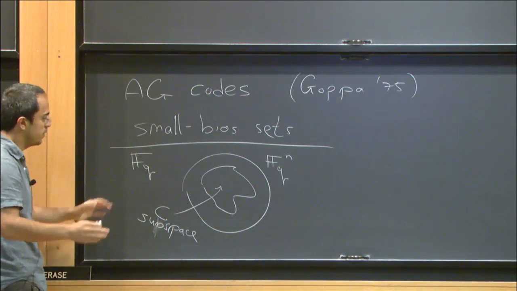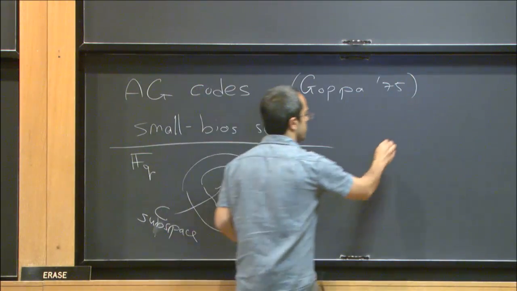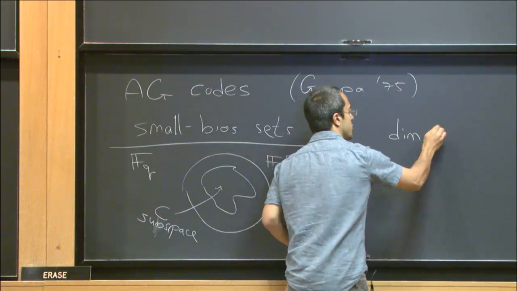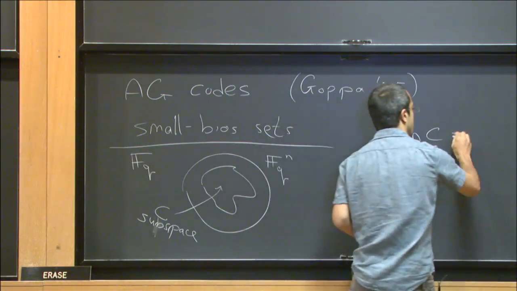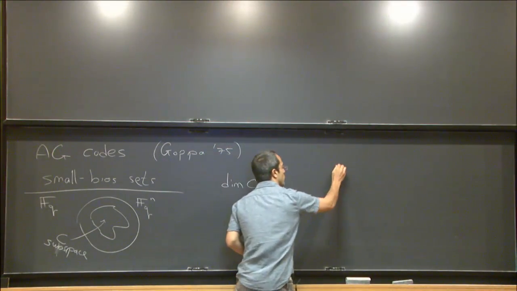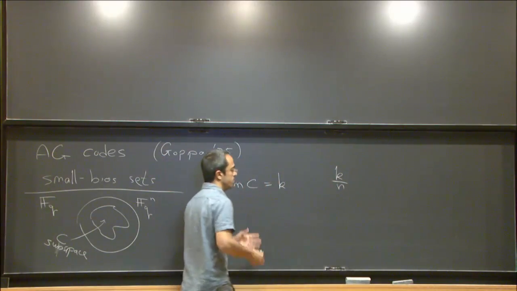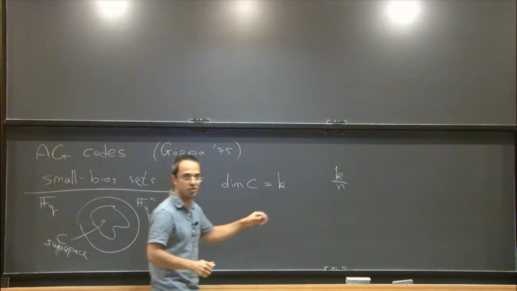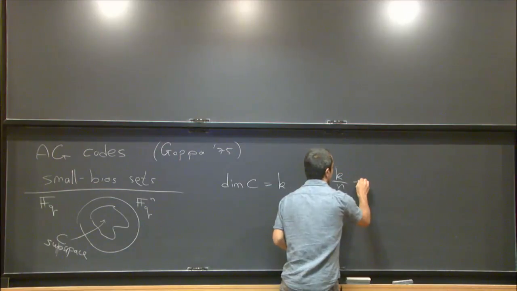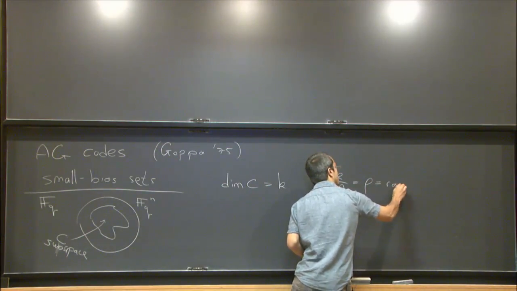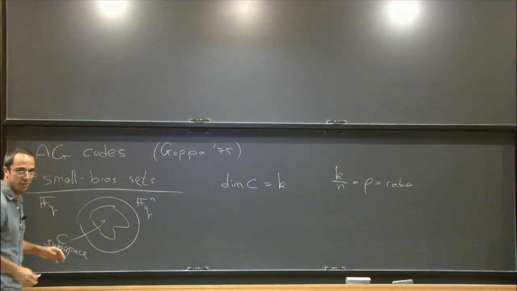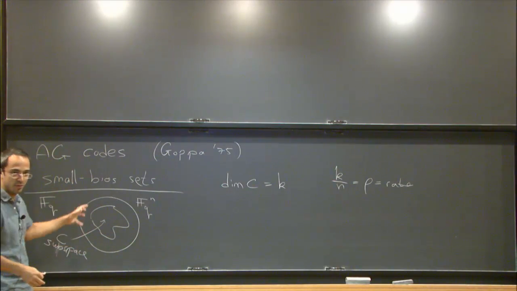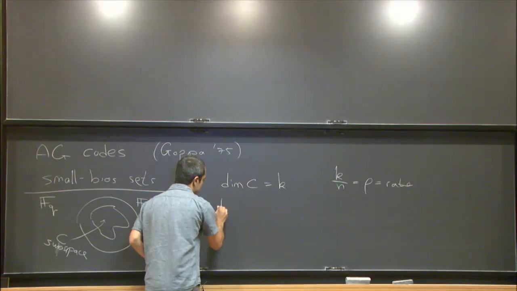Okay? And the two parameters of a code are the dimension of the code, which is just the dimension of the subspace, and we denote it by k. And typically, we would be interested actually in the rate of the code, so-called, just the normalized dimension, which we'll denote by rho. And this tells you how dense this code is within F_q^n. And the second parameter is the distance.